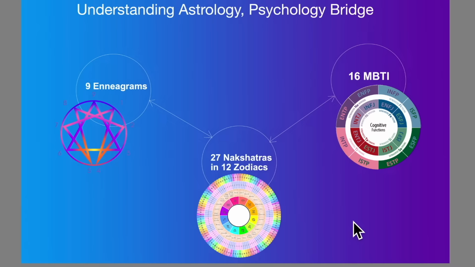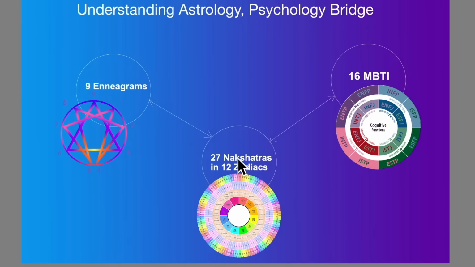In this series of videos, we are going to uncover the hidden layers between the 9 Enneagram types in the Enneagram system of psychological evaluation, which has 9 basic archetypes, and the 27 Nakshatras in the 12 zodiac signs of Vedic astrology. We shall also borrow the 16 Myers-Briggs type indicators of personality into the 27 nakshatras. So we'll basically bring the Enneagrams as well as MBTI models into the 27 nakshatras.